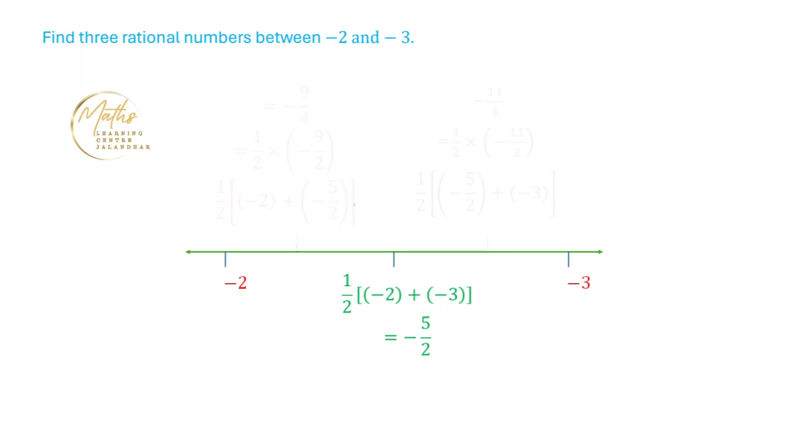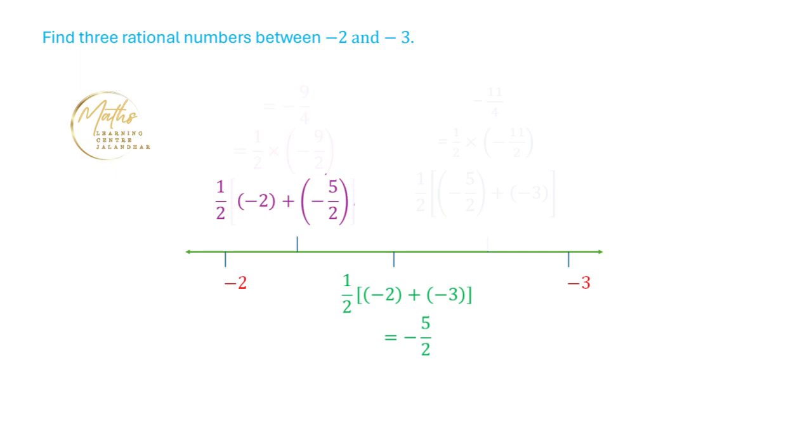We have to find another rational number. So suppose I am considering this point -2 and this point -5 by 2. The number that will lie in the middle of these two numbers can be obtained by using the formula. We have 1 by 2 over there. One number is -2, and the second number is minus 5 by 2.